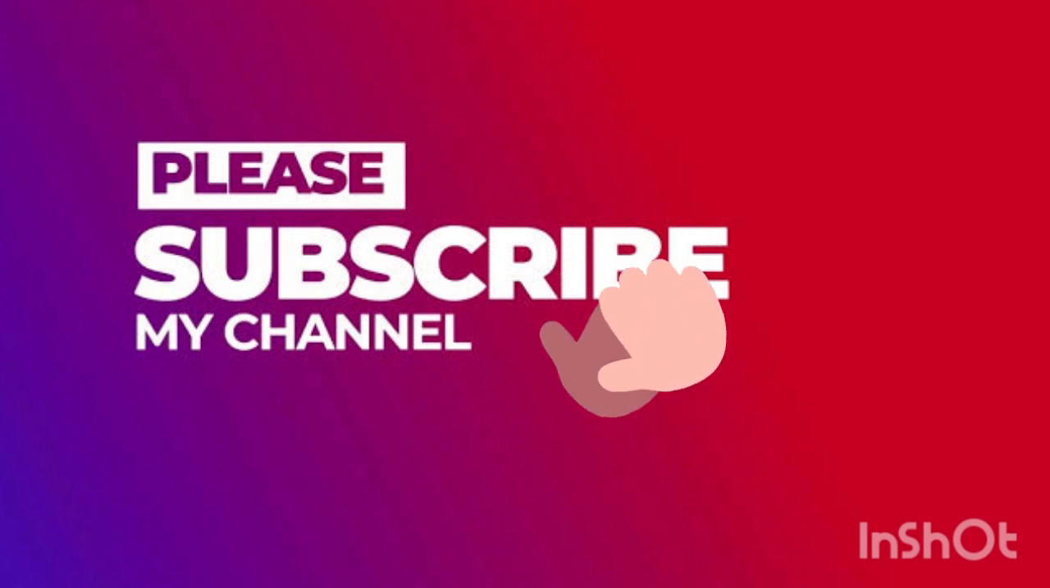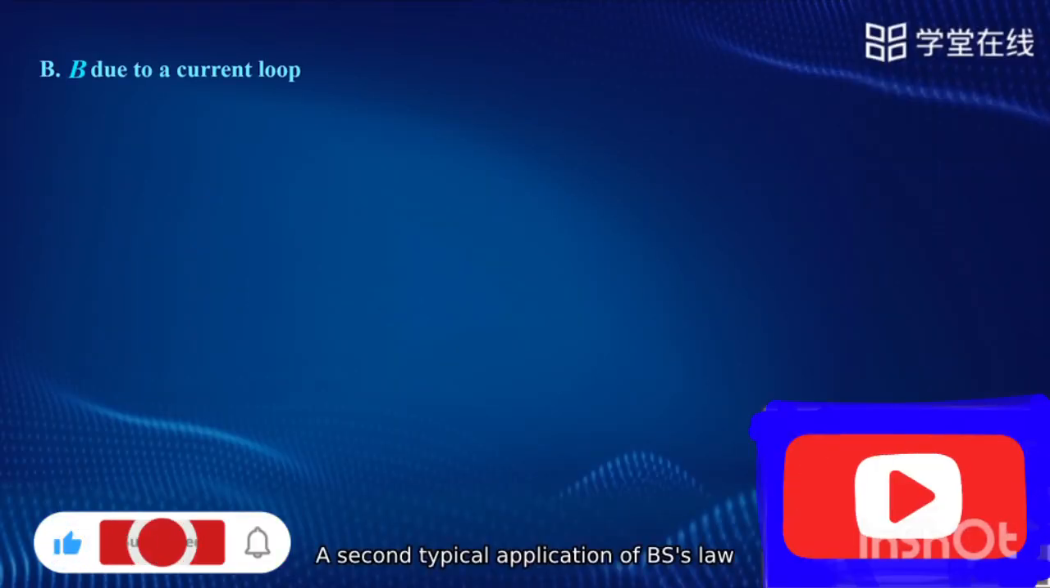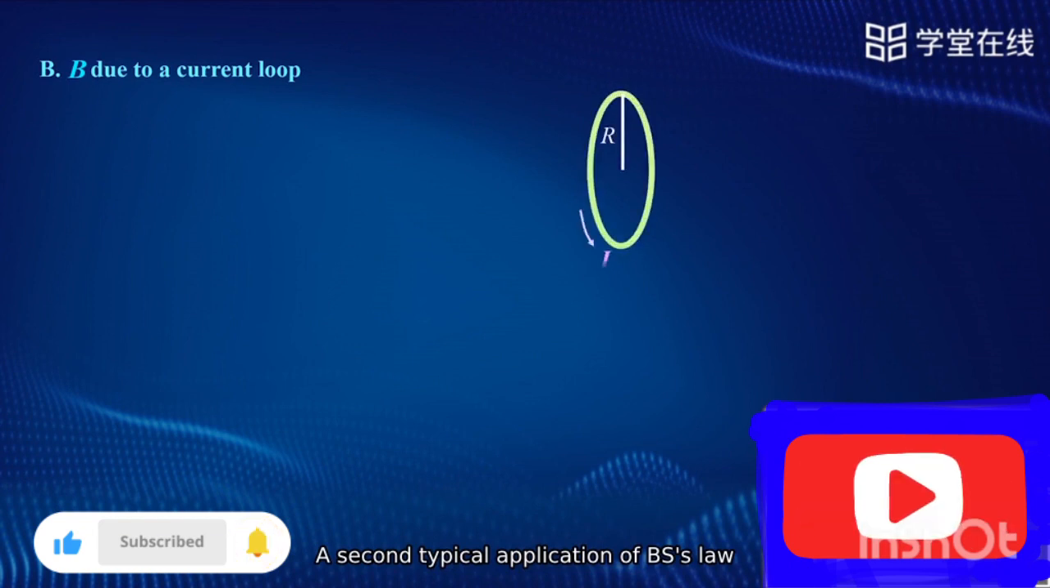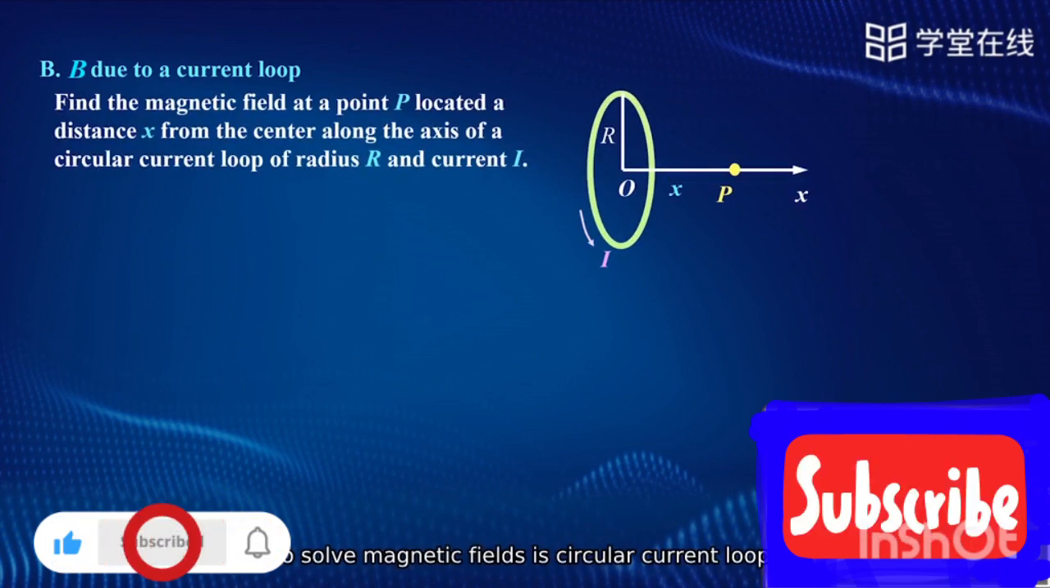Hello everyone, let's start the new section. A second typical application of the Biot-Savart law to solve the magnetic field is a circular current loop.